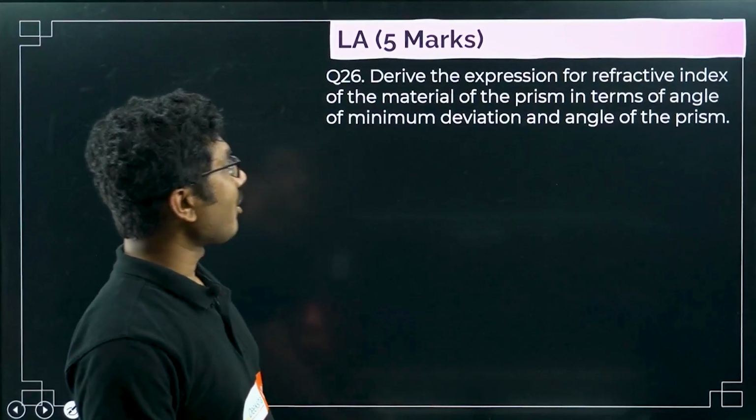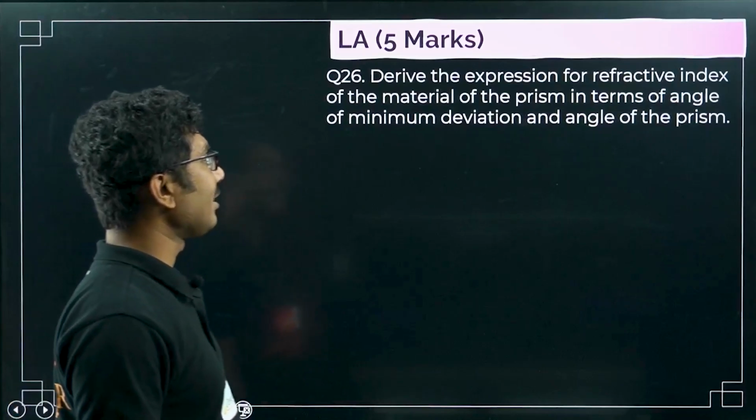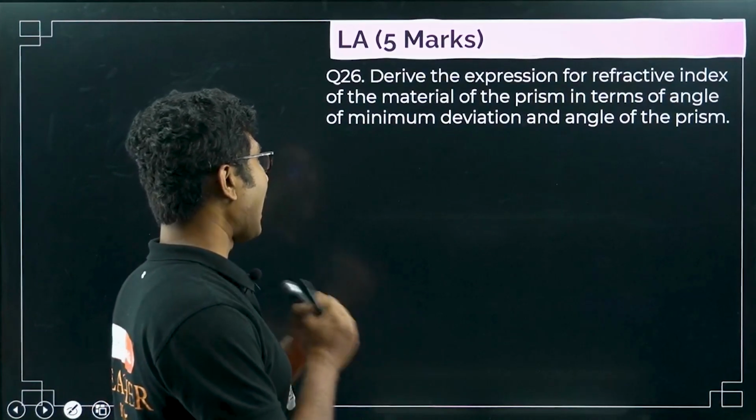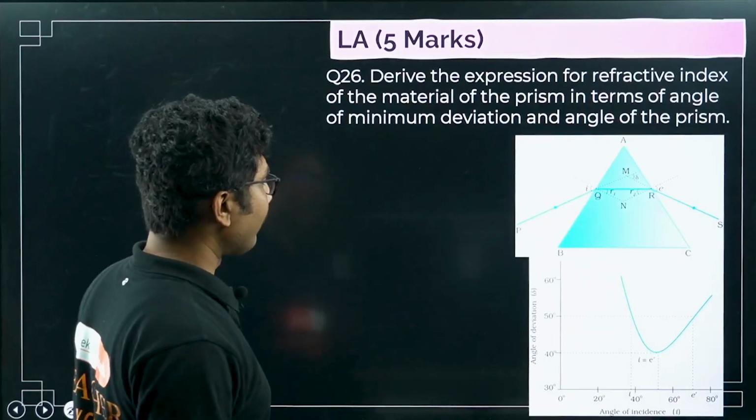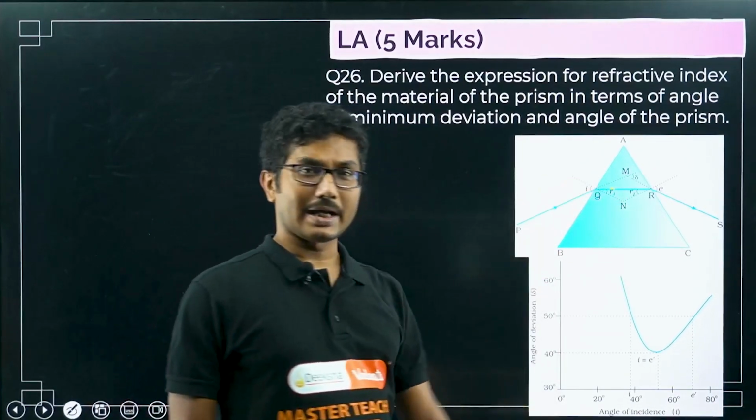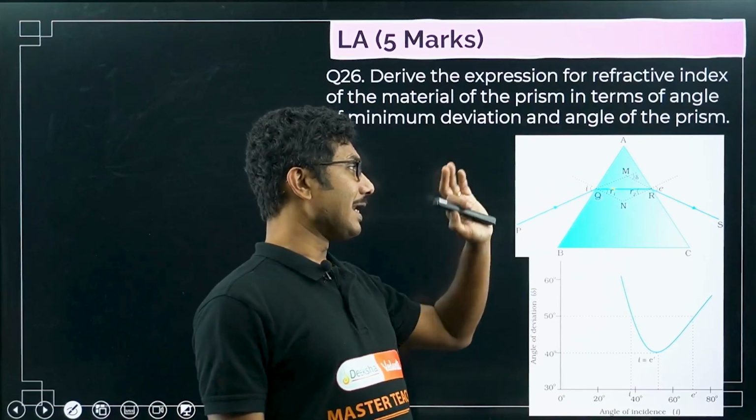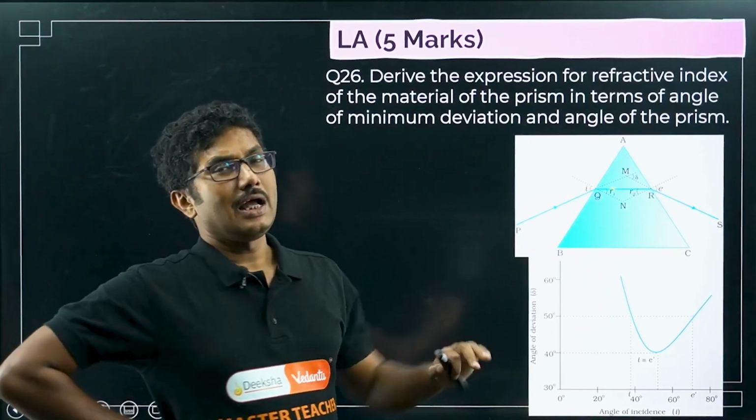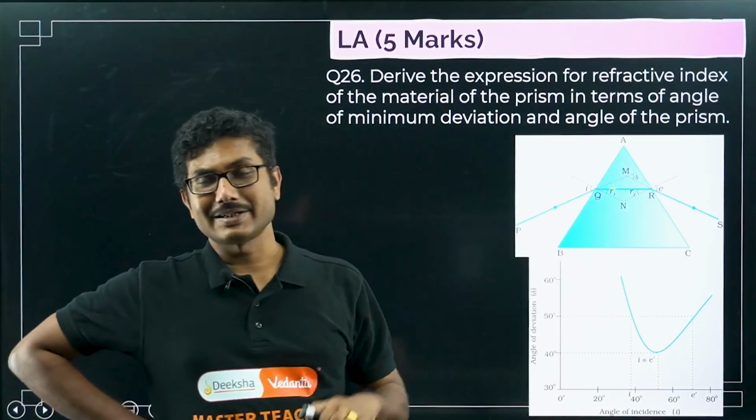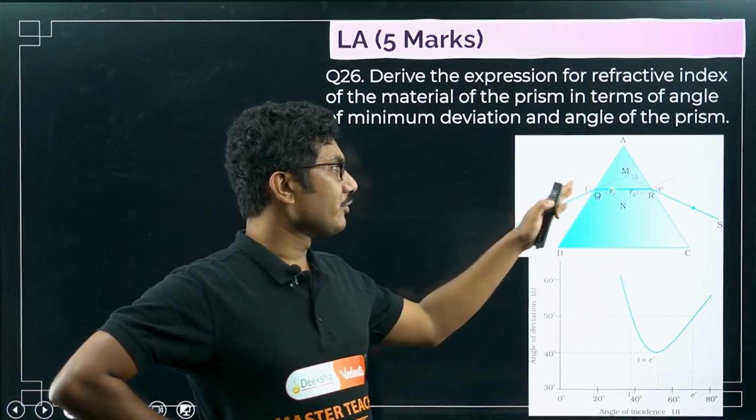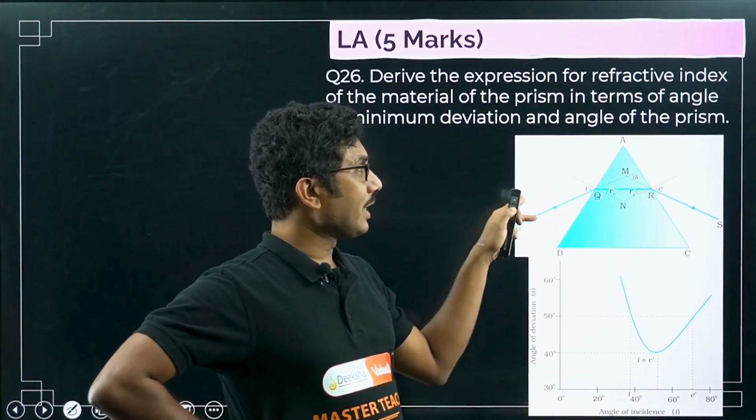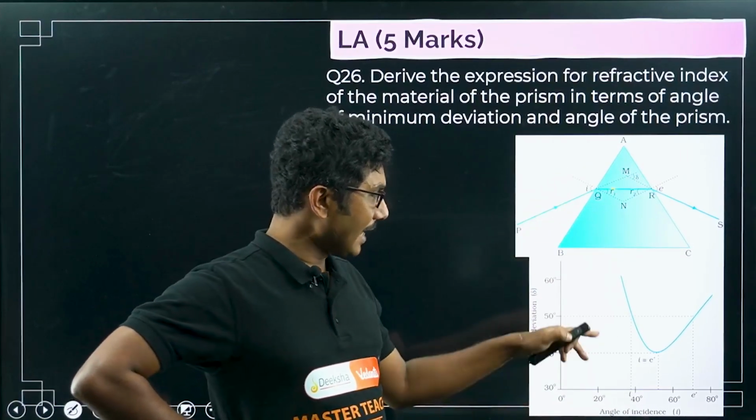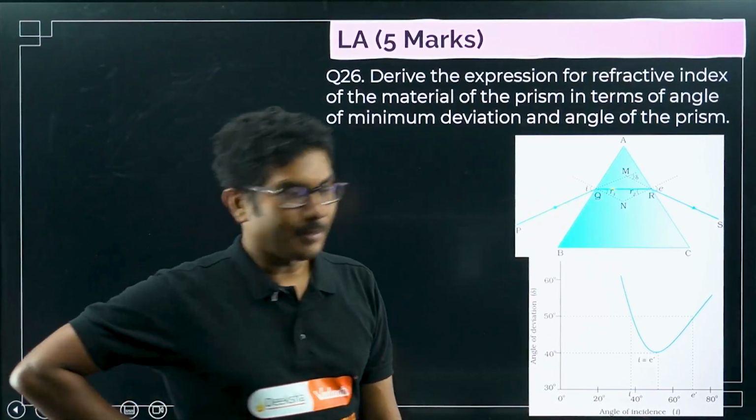Derive the expression for refractive index of the material of the prism in terms of angle of minimum deviation and angle of the prism. So first of all, you have to draw this diagram very carefully. This derivation is slightly tricky, so that's why I am giving you entire suggestion, all the things that you have to do. First, you have to draw this entire prism diagram, okay, with the scales and pencils, and you have to draw this diagram as well.